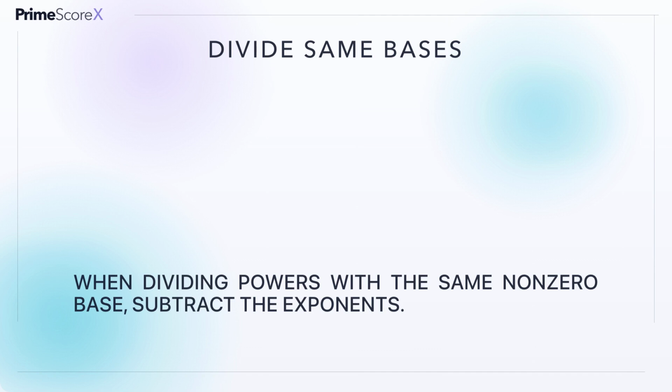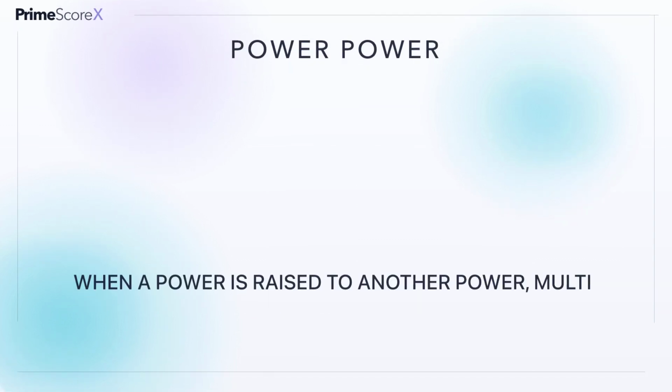5 to the 6th divided by 5 squared equals 5 to the 4th. 4 factors of 5 remain after 2 common factors cancel. If the subtraction produces 0, the result is 1. If it produces a negative exponent, the expression represents a reciprocal. But most basic GED questions focus on positive exponents and simple simplification.